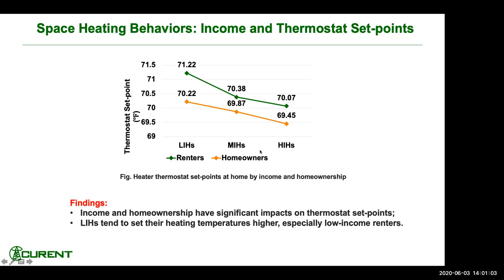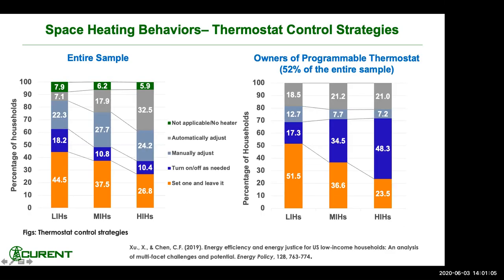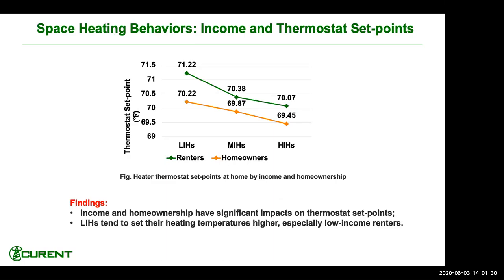Till today, I don't know why. Even with programmable thermostats, this is a huge difference, right? I still don't know why they would do that. I can understand a traditional thermostat, but I don't understand why they have a programmable thermostat and still set one temperature and leave it all the time. Don't know. All right, any other questions?